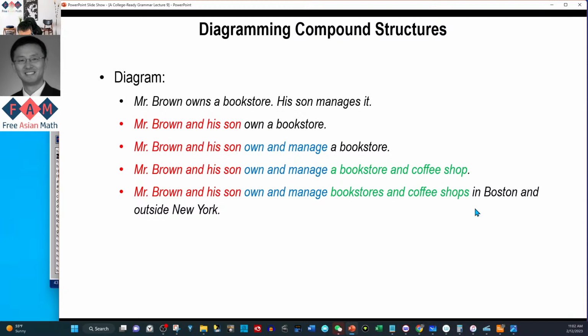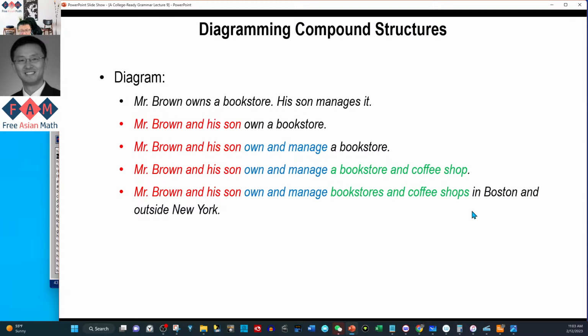It can mean both in Boston and outside New York, two places. In each place, they must have both bookstores or coffee shops. At least each place has one coffee shop or multiple coffee shops. But can this also mean Boston only has bookstores, but New York only has coffee shops? Or Boston has both bookstores and coffee shops, but New York only has either a bookstore or a coffee shop? It's unclear. It's very murky what exactly the sentence means. It can be interpreted in multiple ways because you have just too much information in the sentence.